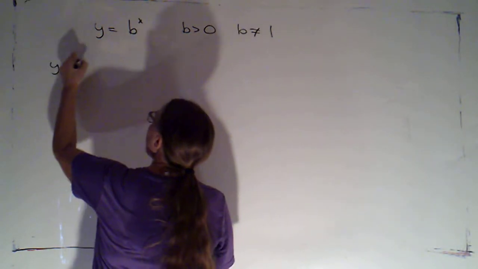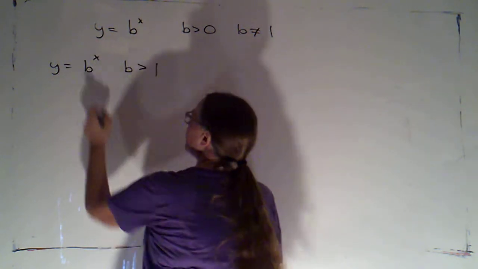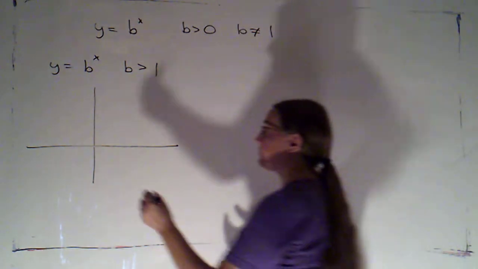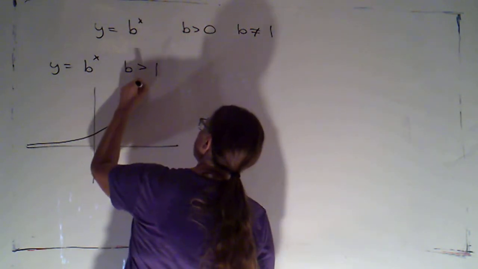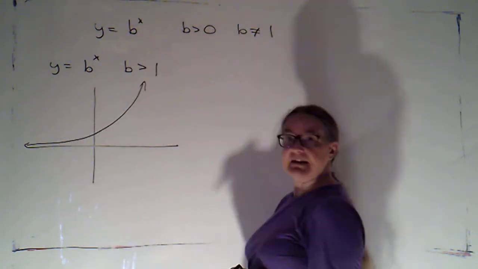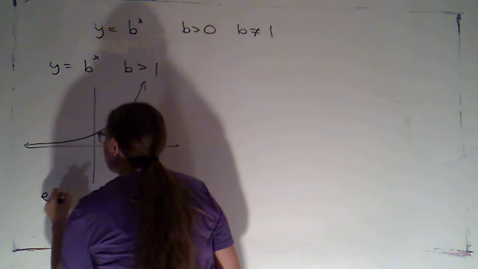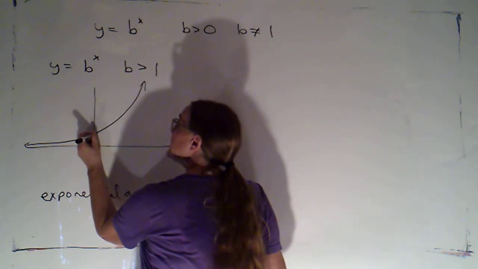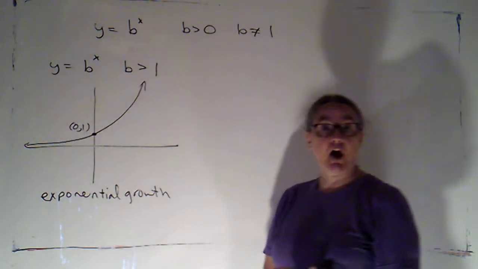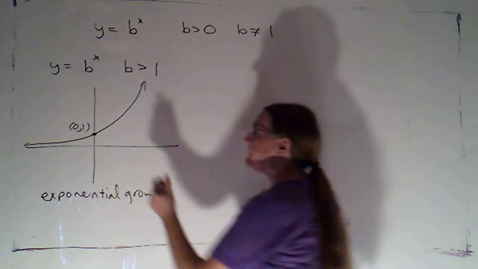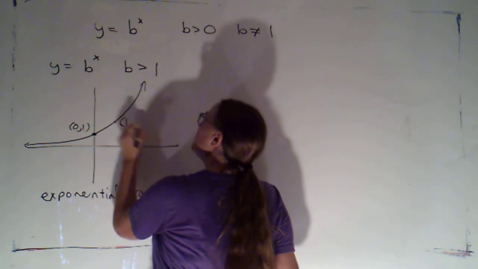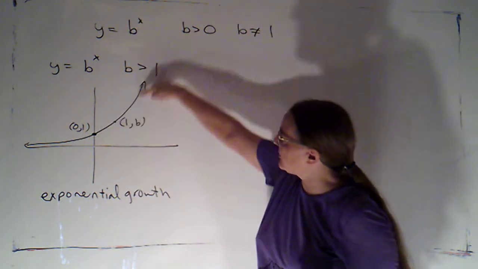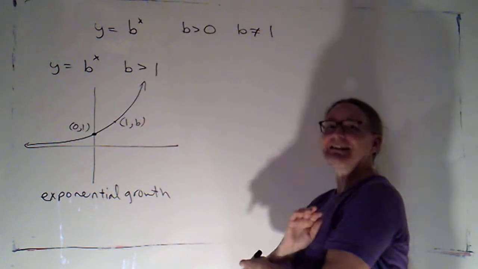So first of all, if I have y equals b to the x and b is bigger than 1, I'm going to have the sort of graph that I saw when my base was 2 or 3. We're going to have a horizontal asymptote on the left side, and the graph is always increasing. We call this exponential growth. The y-intercept is (0, 1). And I'll always have a point on it where, when my x value is 1, the y value will just be b. That point is going to be very helpful in determining how quickly it grows and how quickly it gets steep.